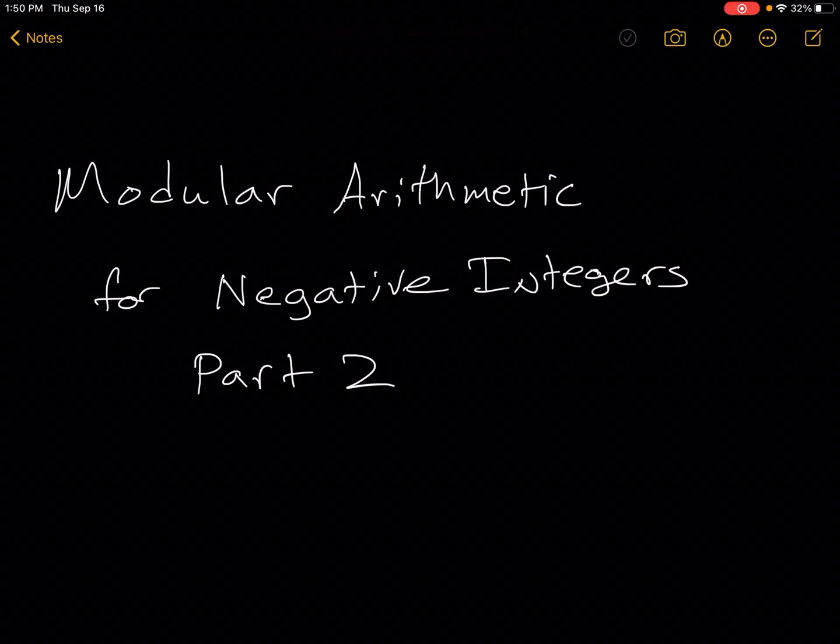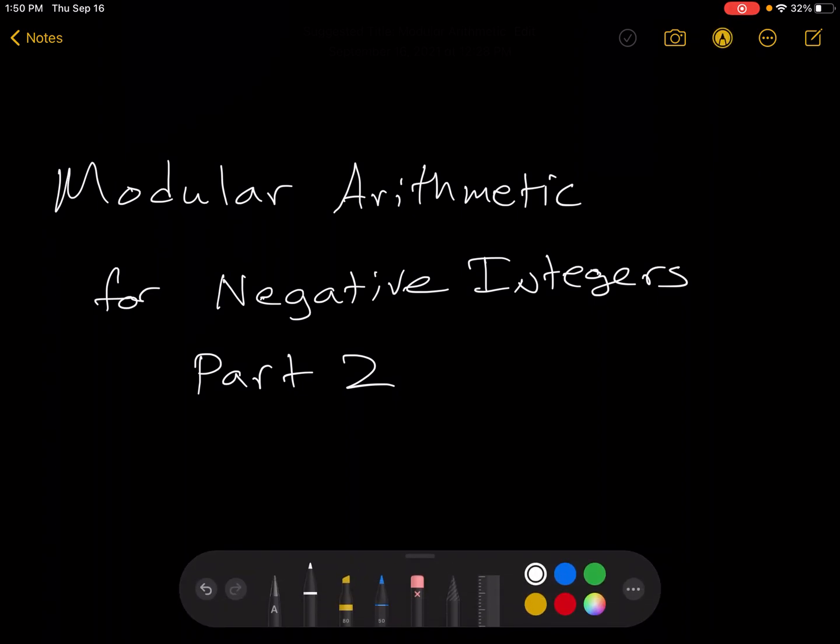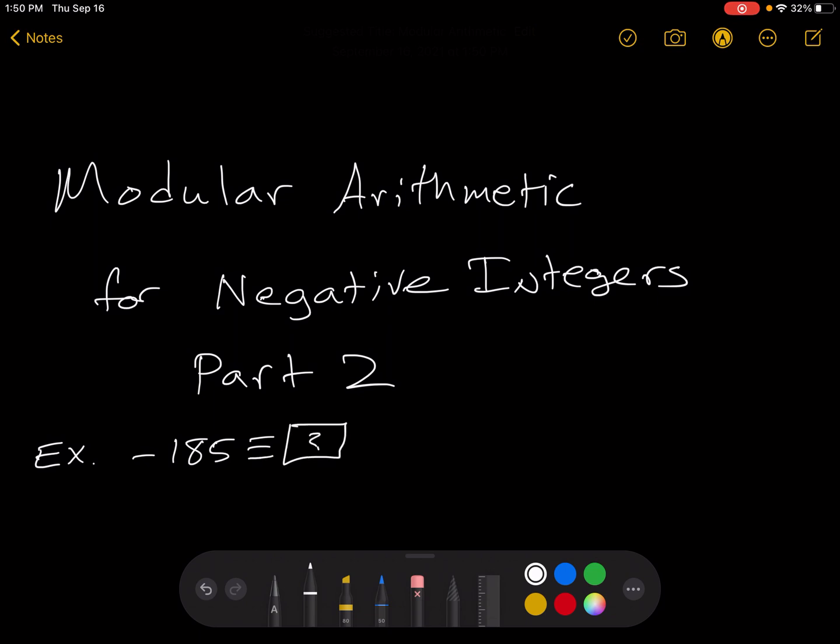Now I will show you some examples. As our first example, let's consider this. Negative 185 is congruent to what? That's a question mark there. Mod 28.